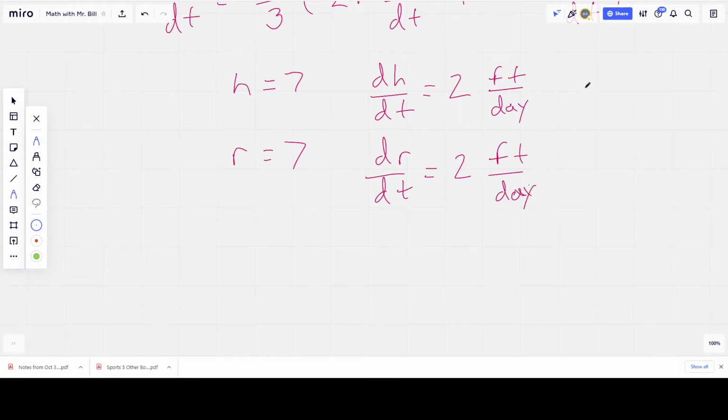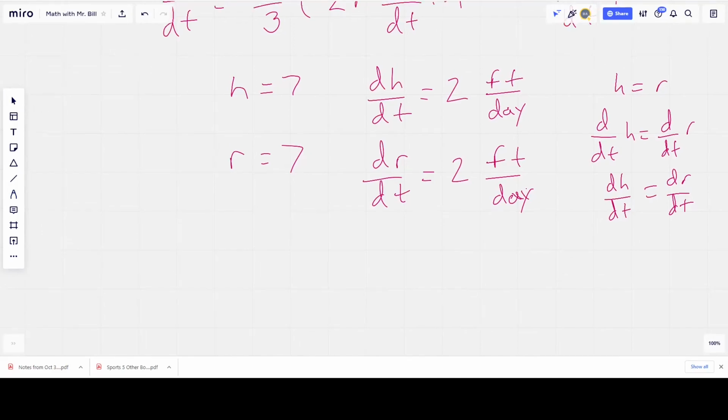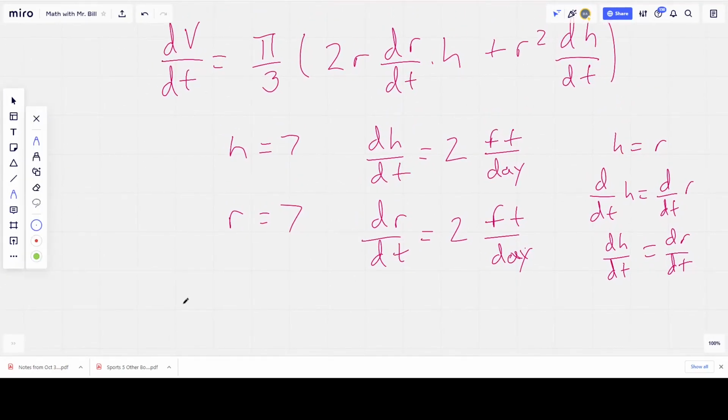You can actually show that to yourself if you want. You can say, well, h is equal to r, and then you take the time derivative of both sides. And that turns out to be exactly what we want: dh/dt equals dr/dt. All right, so now let's put everything into our equation. So dV/dt is equal to pi over 3 times 2 times 7 times dr/dt, which is 2, times h, which is 7, plus r squared, so that's 7 squared, times dh/dt, which is 2.